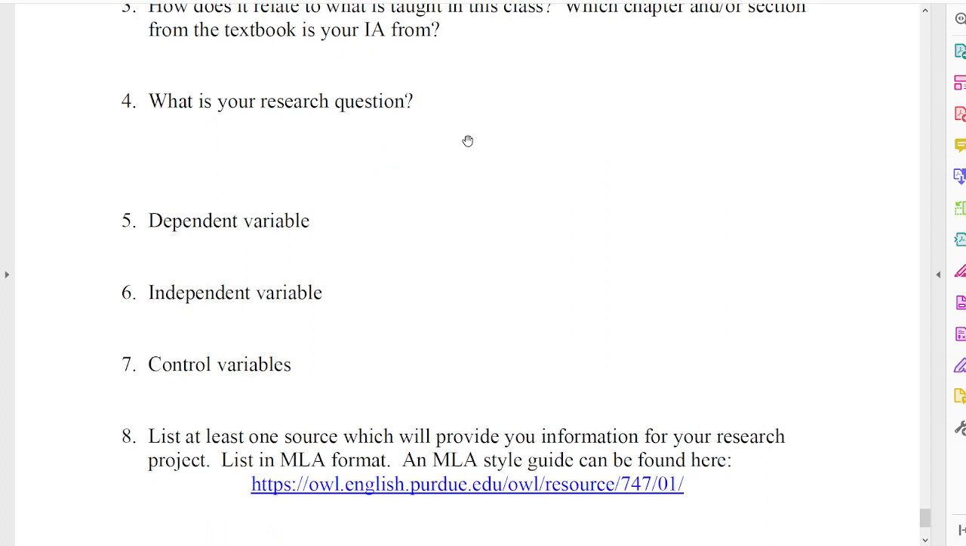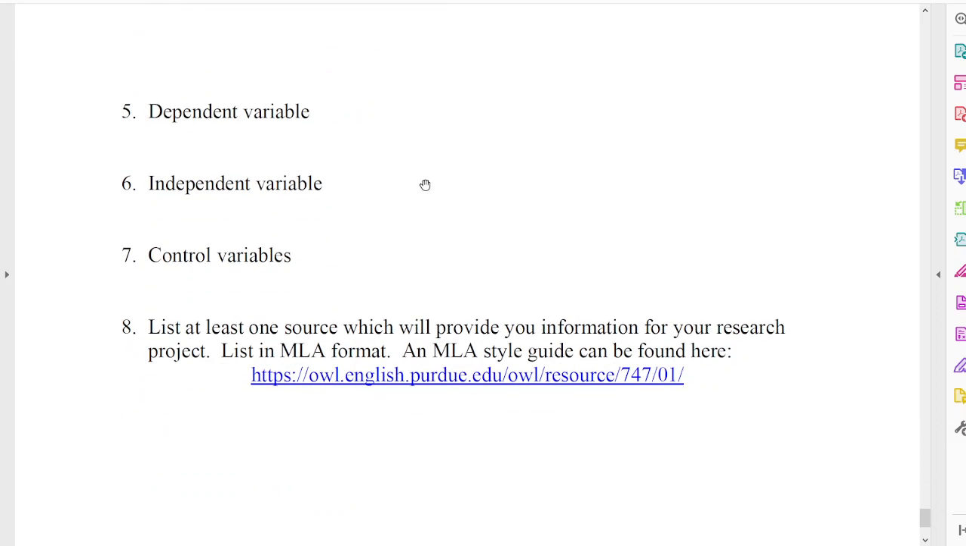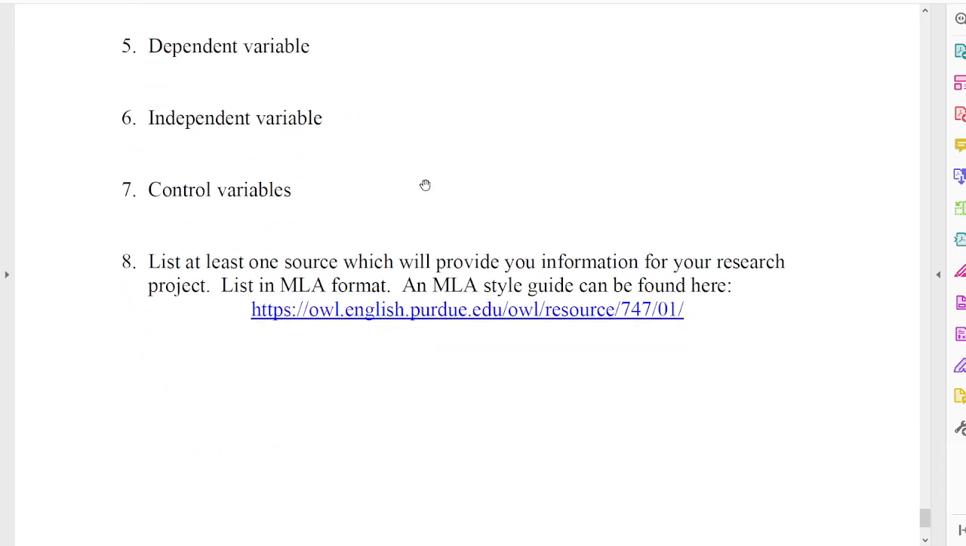Question 4, this is very important. What is a research question? Because you're going to ask a question and you have to answer it. Don't just write an IA and not answer a question. Okay? You're going to do a lab most likely because those are the easiest IAs to do. You need a dependent variable, independent variable, control variable, or plural, dependent variables, independent variables, control variables. So now you're kind of getting an idea of what the lab is going to look like.